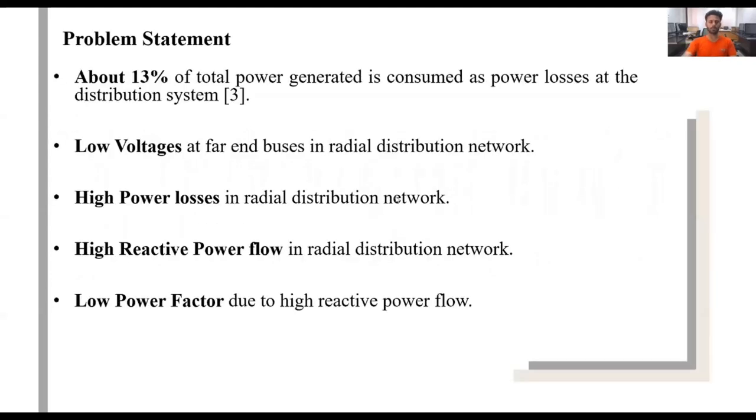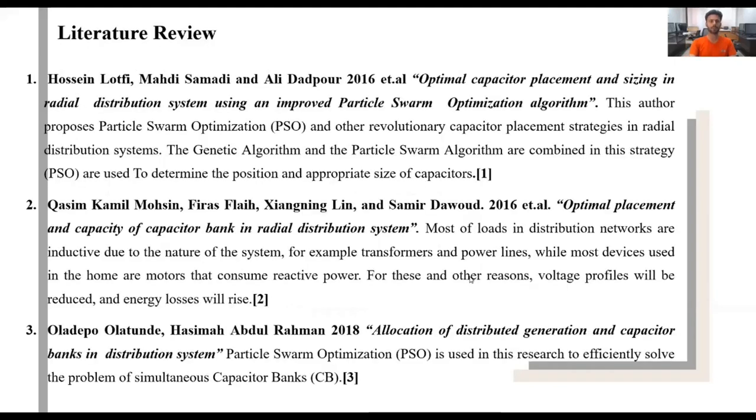So the problem statement behind our project is that about 13% of total power generated is consumed by power losses in the distribution system. Due to this, the system has low voltages at far end buses of the distribution network, and high power losses occur in the radial distribution system. Also, there is high reactive power flow in the radial distribution network as well as low power factor due to the high reactive power flow in the electrical power system.